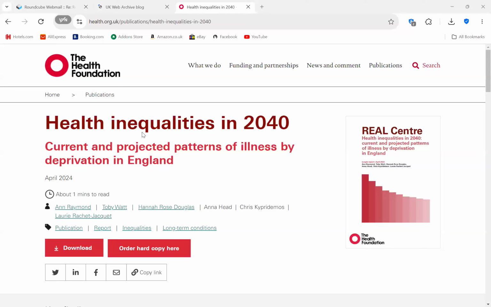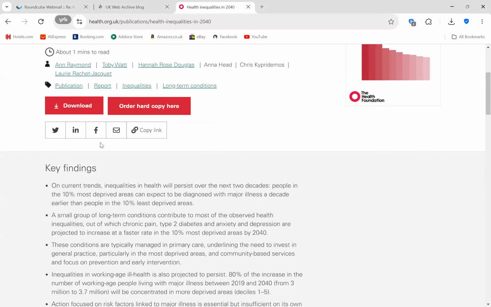So hope you can see my screen. So this is a report on health inequalities, current and projected patterns of illness by deprivation in England. So you can download this and then you can have a look if you want to work on health inequalities.